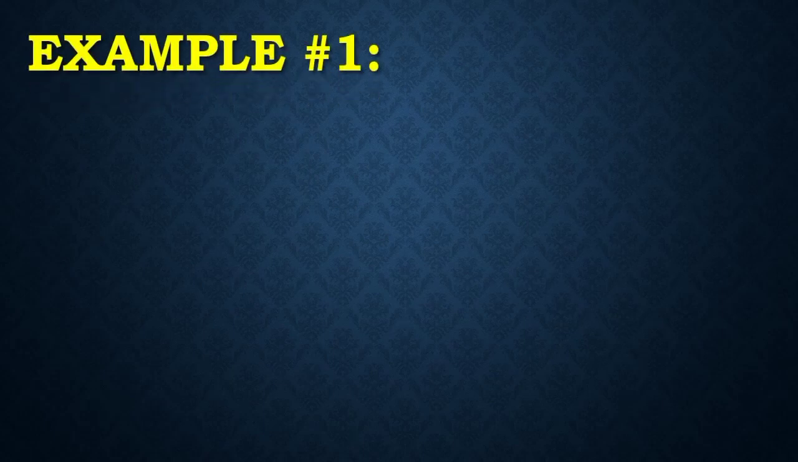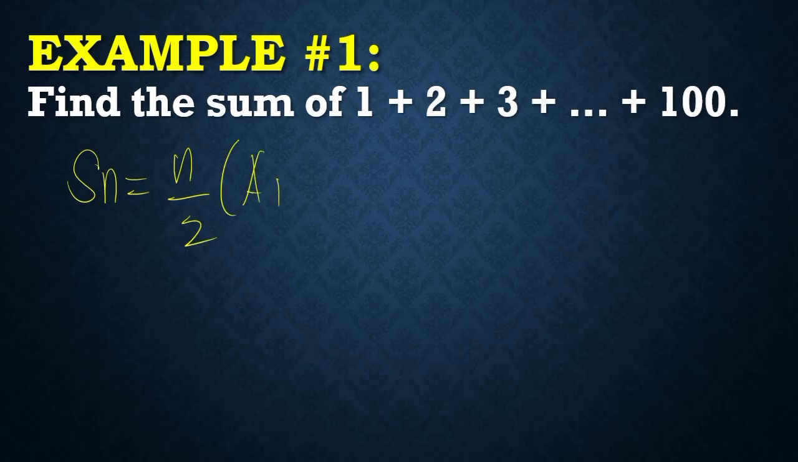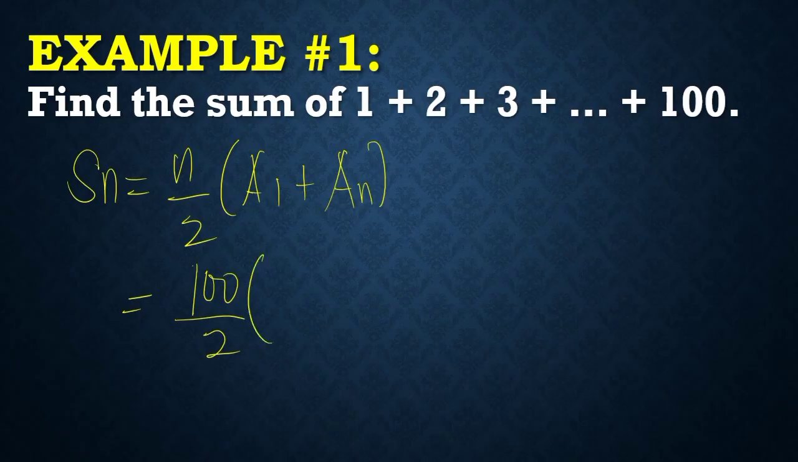So example number 1, find the sum of 1 plus 2 plus 3 up to 100. Okay, so if we apply the formula, S sub n is equal to n over 2 times the quantity a sub 1 plus a sub n. Okay. So, kung titignan nyo, yung mga numbers, consecutive naman sila. So, kumbaga, hina-add natin yung first 100 counting numbers. That is, n, what is n? 100. Kasi, 100 yung numbers. Divided by 2 times, what is the first term? Of course, 1. And then the last term, 100.